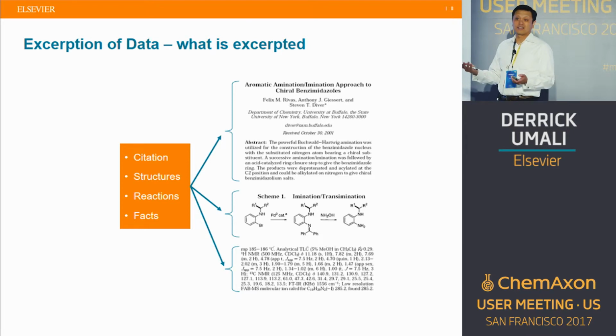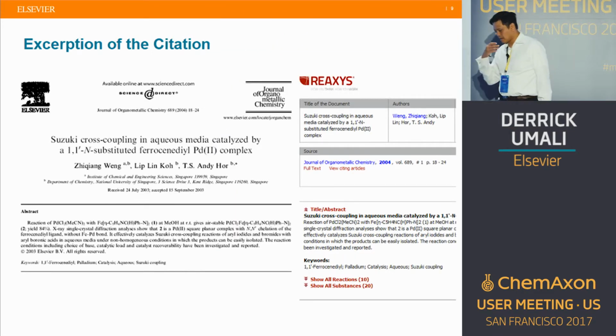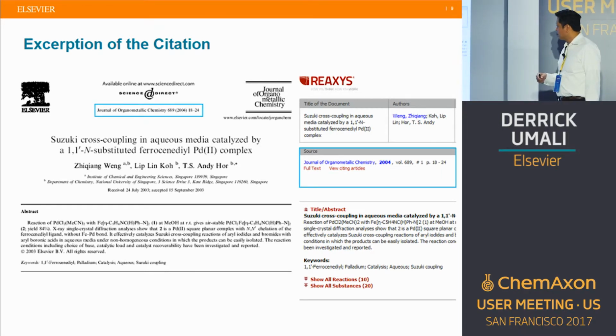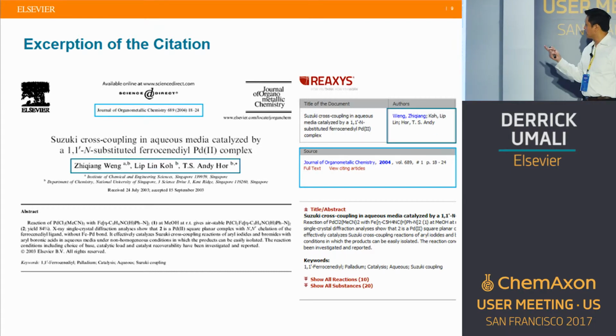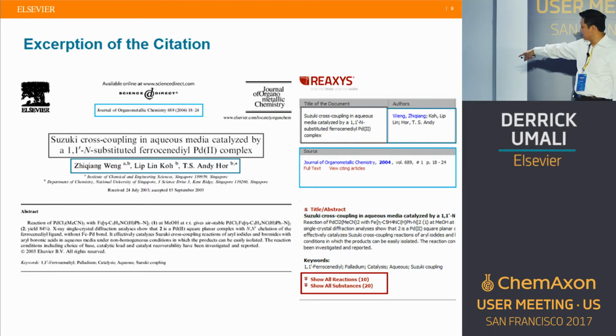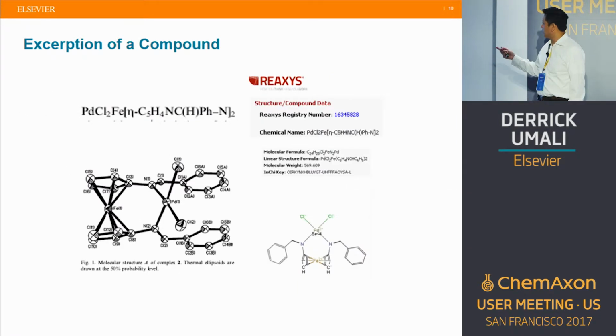So the excerption of data, why does it take so long, right? Here's a journal article, the citation, the structures, the reactions, what our scientists are looking through, our indexers, our suppliers. They've got the title, where the source is coming from, the authors. We're getting the title of the document and the abstract, putting in there for the excerption of the citation, pulling as many of the reactions, exemplified reaction substances that we think are exhibitive of the actual paper itself.